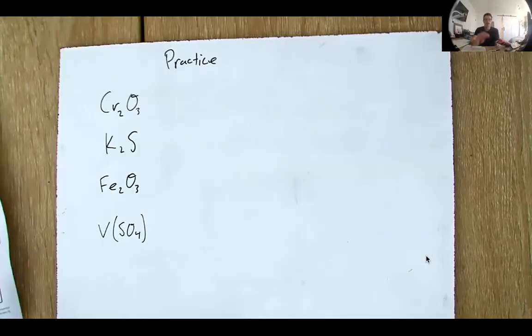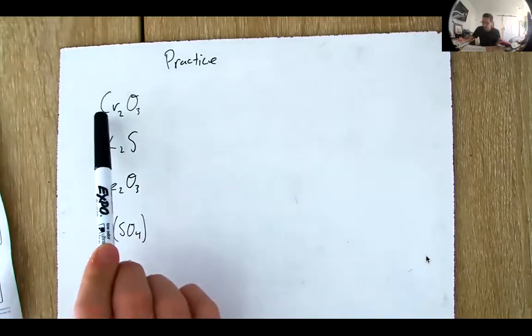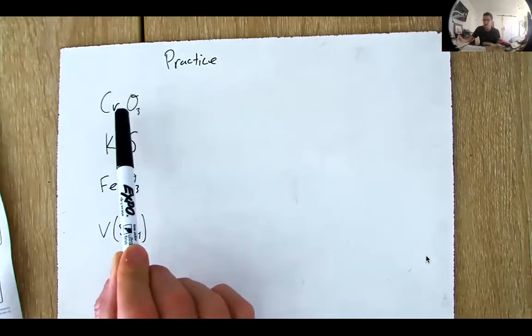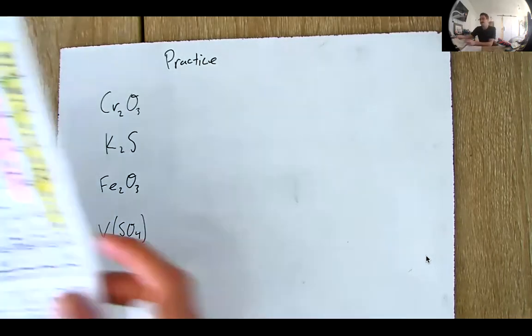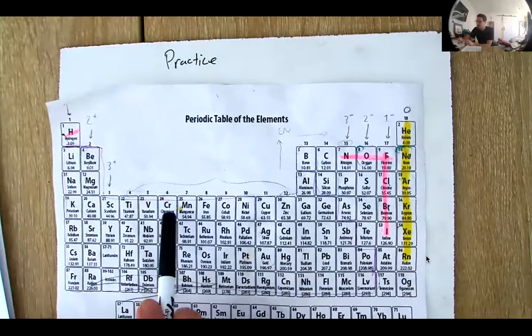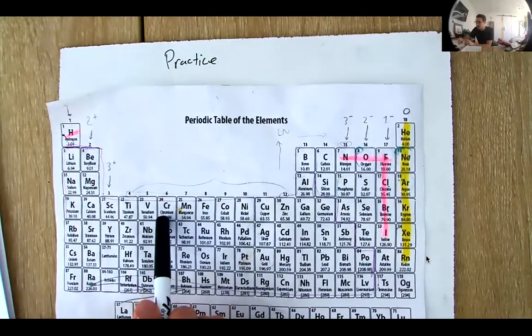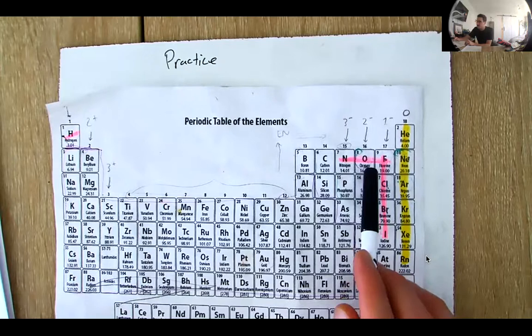Alright students, let's do some practice here. Here we have the symbol Cr, and here we have the symbol O. Let's find them on the periodic table. There's the symbol Cr, it stands for chromium. And there's the symbol O, it stands for oxygen.